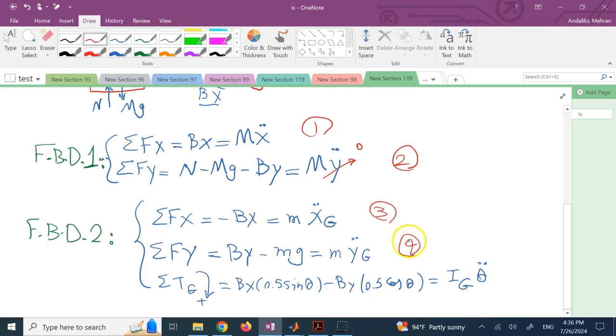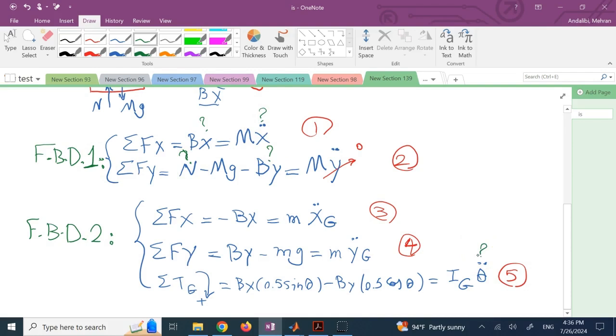I got 5 equations. Now I need to count the unknowns, see if I have enough equations for them. I don't know Bx, I do not know By, I do not know N. I do not know x double dot. That's the unknown of the problem. I don't know theta double dot.